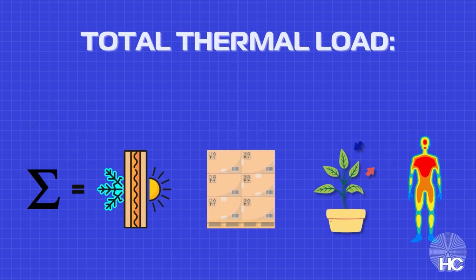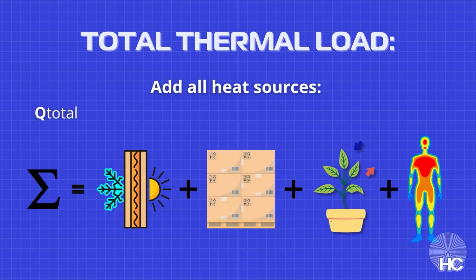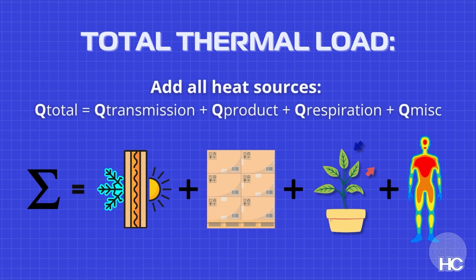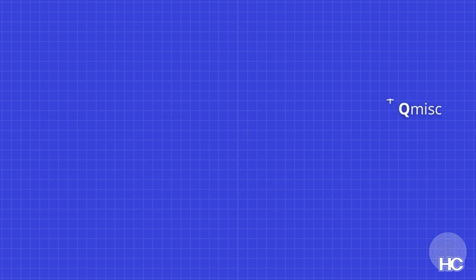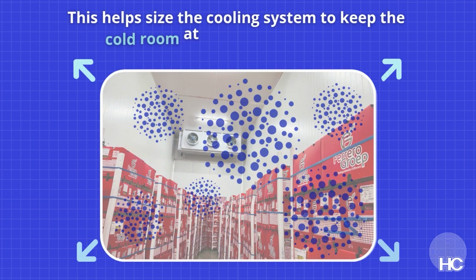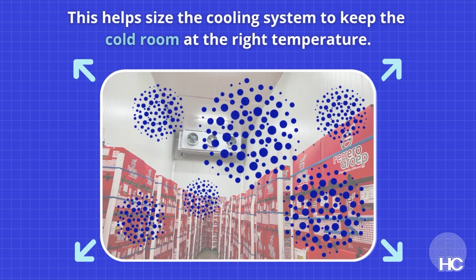The total thermal load is calculated by adding all of these together. This helps size the cooling system to keep the cold room at the right temperature.